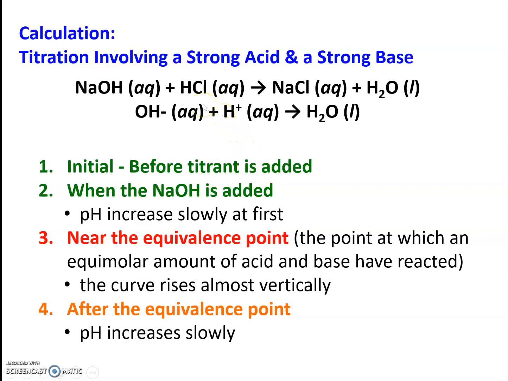So the pH change for every stage. For example, the first stage we call the initial stage, before titrant is added, meaning that before the titration process starts. Second stage, when the titrant is added, for example when the titrant is sodium hydroxide. So when sodium hydroxide as titrant is added, how about the pH in the solution, the pH of the solution in the flask? Next stage, near the equivalence point. How about the pH change?